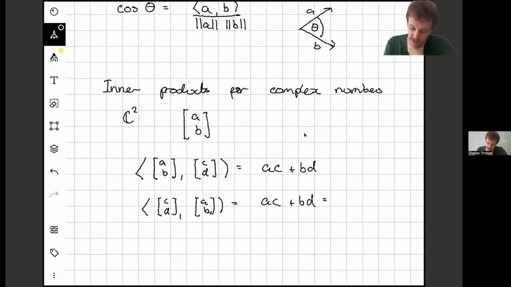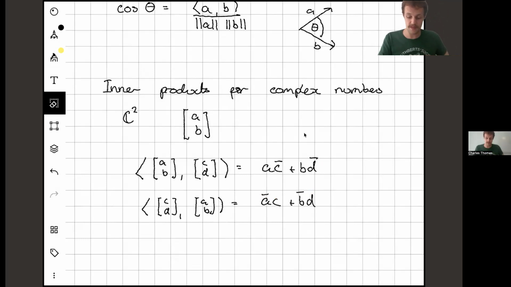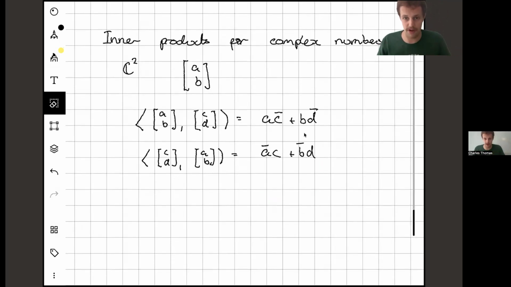So what we're going to do is instead define it to be the complex conjugate of A times C plus B times the complex conjugate of D. So in this side, because C is first, we'll get the complex conjugate of A and the complex conjugate of B. So this works out as we wanted. So this probably seems very weird and very abstract and not maybe the most useful thing. It's going to turn out to be really important in quantum mechanics. So thank you all for listening, and I hope to see you again.